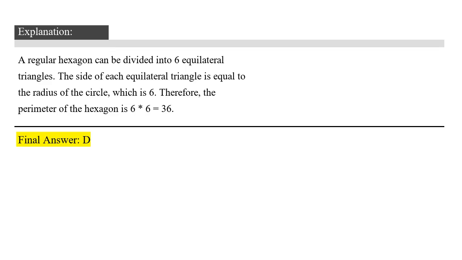A regular hexagon can be divided into 6 equilateral triangles. The side of each equilateral triangle is equal to the radius of the circle, which is 6. Therefore, the perimeter of the hexagon is 6 times 6 equals 36.